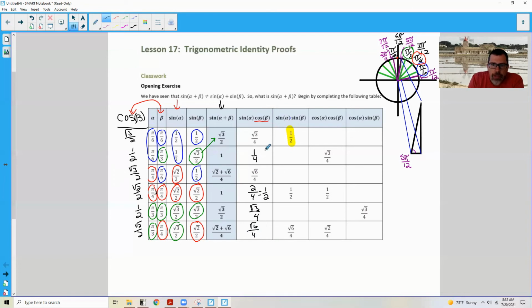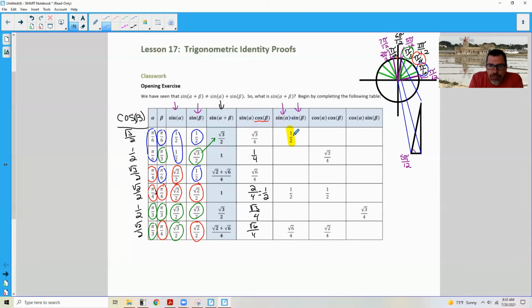All right, now I'll leave this here for now. We may need it again. Now we're going to do the sine of alpha. Let me change the color. Let's use purple now. The sine of alpha, this column, times the sine of beta. I have not done the sine of beta. Yes, I have. It's right here. So now it's this times this.